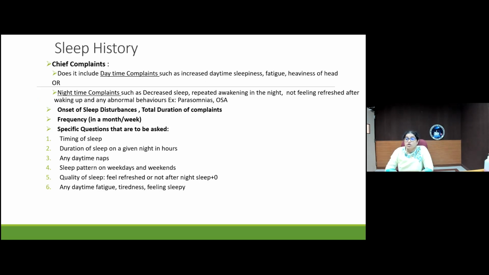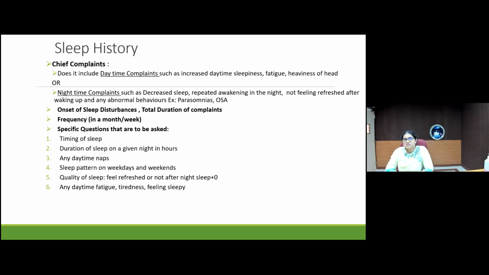So what are the things to be taken in a sleep history? First, what are the chief complaints? What kind of sleep complaint does the individual come with? Does it include daytime complaints such as increased sleepiness, fatigue, heaviness of head, or nighttime complaints such as decreased sleep, repeated awakening, not feeling refreshed after waking up, or any abnormal behaviors such as in parasomnias and OSA?